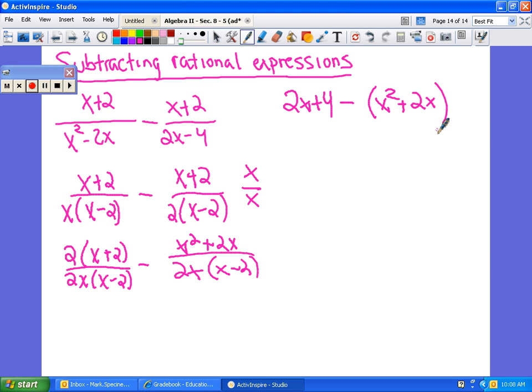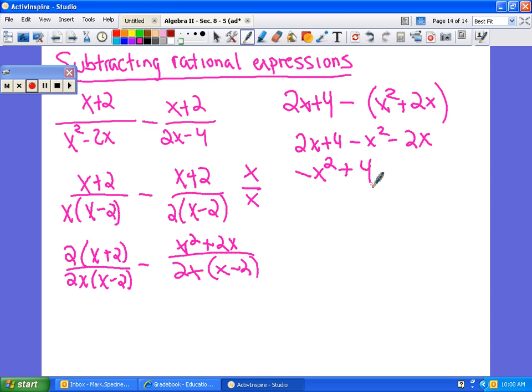No problem. So this becomes, so I get 2x plus 4. My positive x squared becomes negative x squared. My positive 2x becomes negative 2x. Okay? Now I'm going to combine my like terms. So I get negative x squared. I have a 2x here and a negative 2x there. They cancel out. Otherwise known as 0. Yes? And then plus 4.